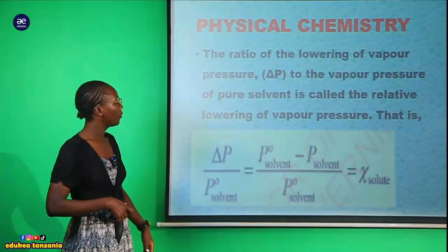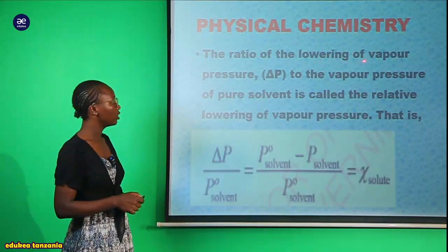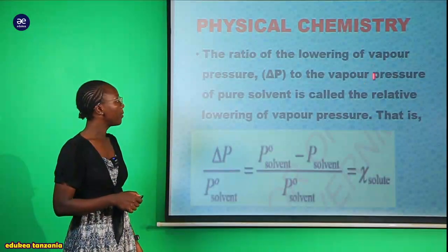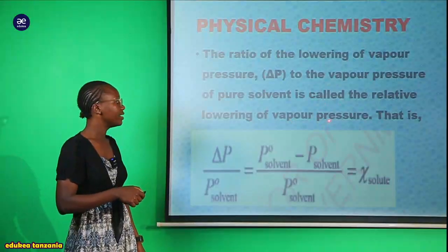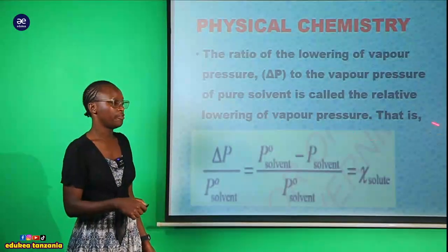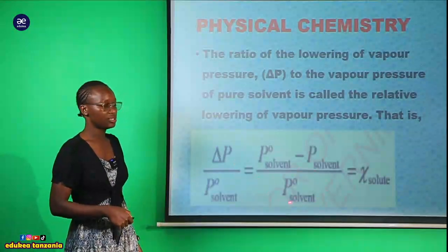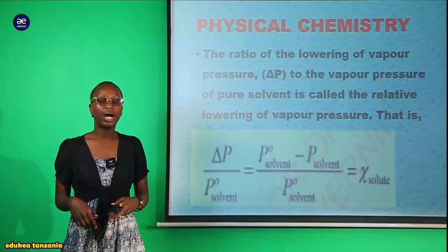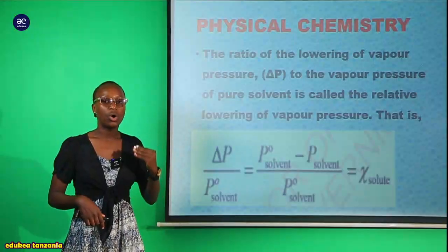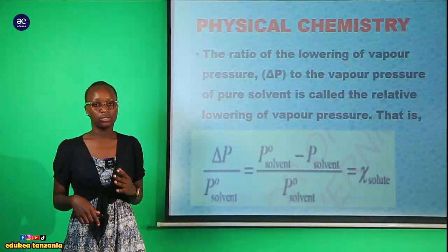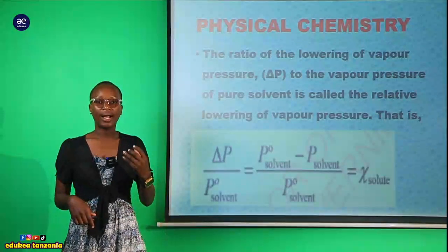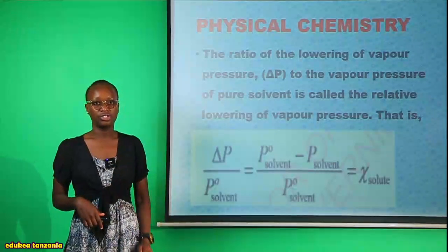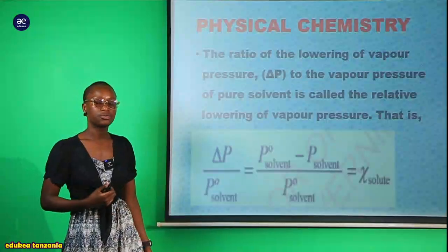Okay, so here we can say that the ratio of the lowering of vapor pressure, which is denoted by change in P, to the vapor pressure of the pure solvent is called the relative lowering of vapor pressure. That is expressed in this way. I hope in the previous session we saw what vapor is, and when we talk about lowering vapor pressure, what it means and so forth. So here we are trying to look at some of the formulas which will help us in various calculations related to the concept of lowering of vapor pressure.